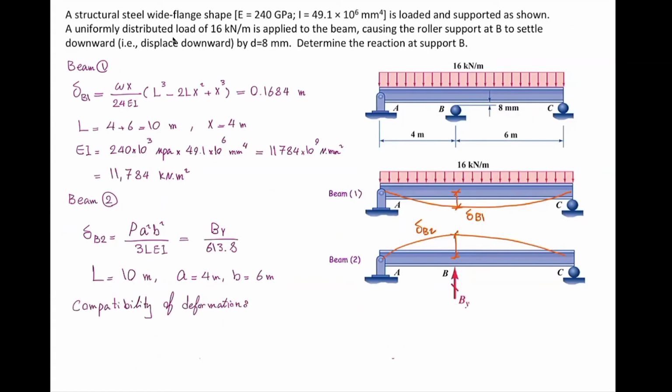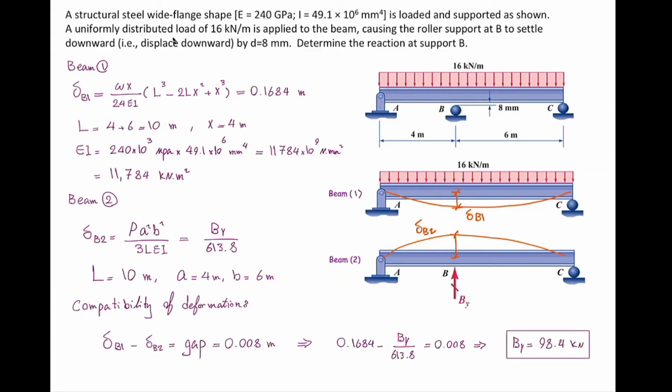All right. Now we get to the critical part. What is the compatibility of deformation? Can I say delta B1 plus delta B2 is equal to 0? No. There is a gap, and I need to take care of that. So, assuming downward is positive, delta B1 gets positive sign, delta B2 is upward, gets negative sign, and that is equal to the value of the given gap. Just be sure that you are using the right unit, and from that, we can determine the value of the reaction force. In my case, it is 98.4 kilonewton.